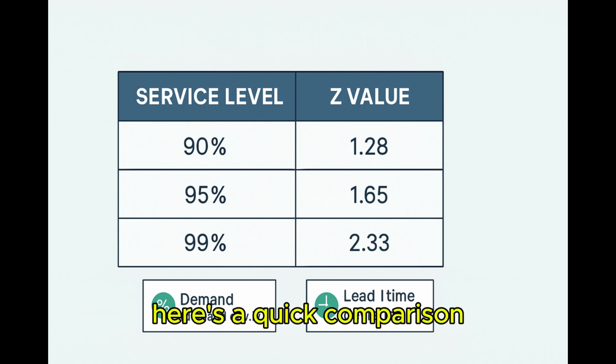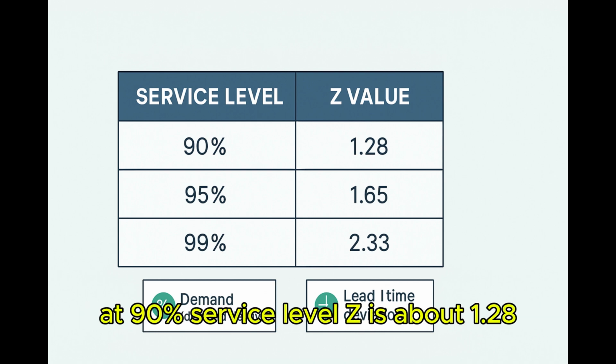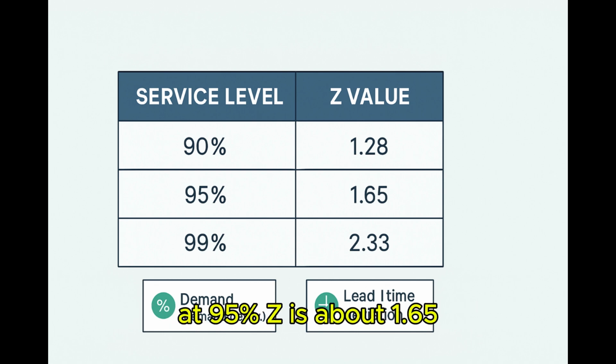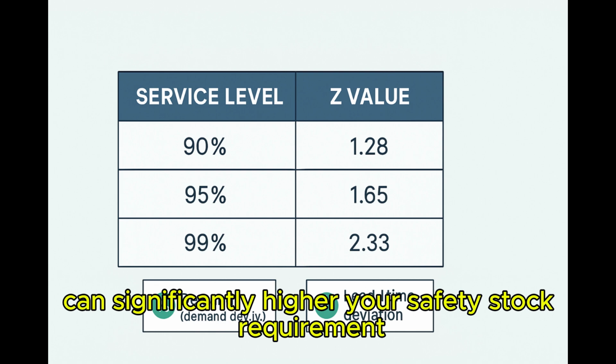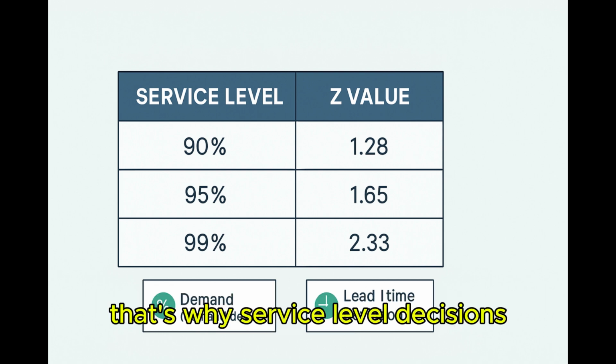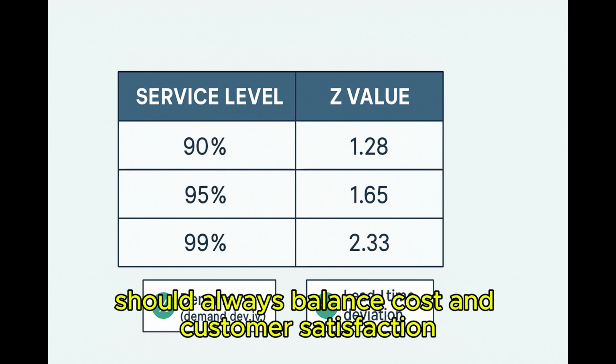Here's a quick comparison. At 90% service level, Z is about 1.28. At 95%, Z is about 1.65. At 99%, Z jumps to 2.33. Notice how small increases in service level can significantly raise your safety stock requirement. That's why service level decisions should always balance cost and customer satisfaction.